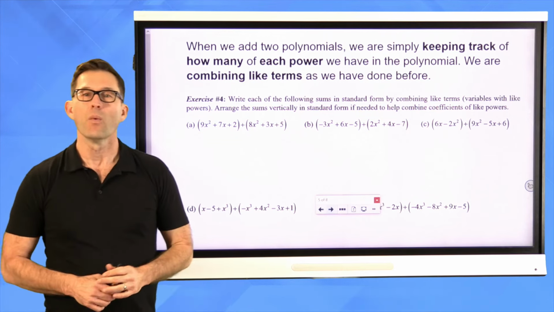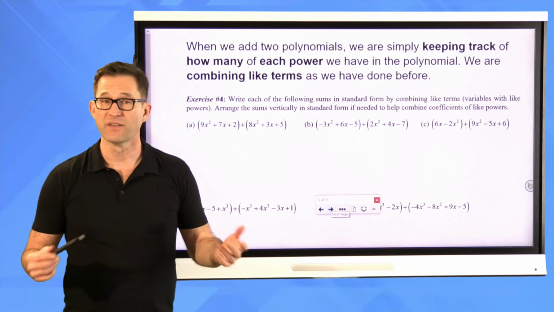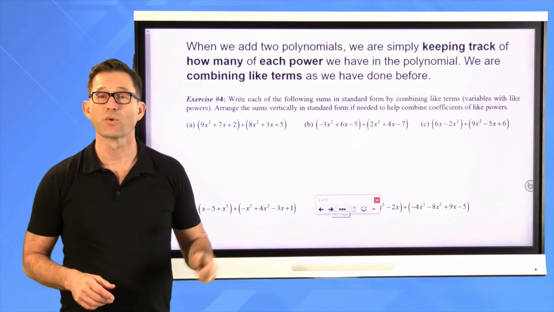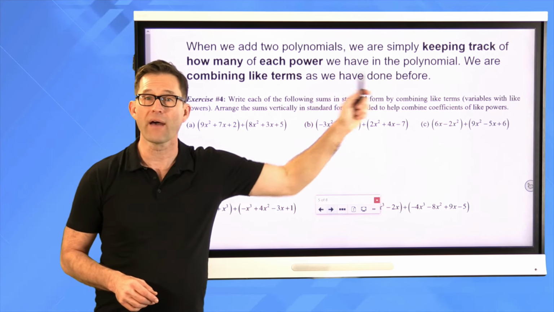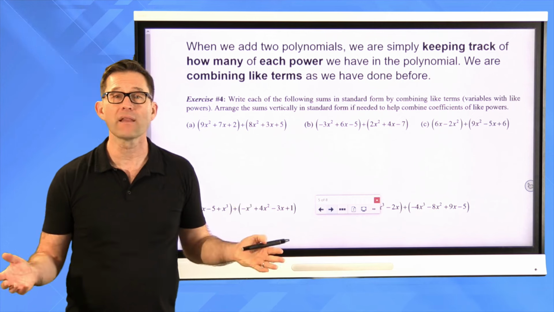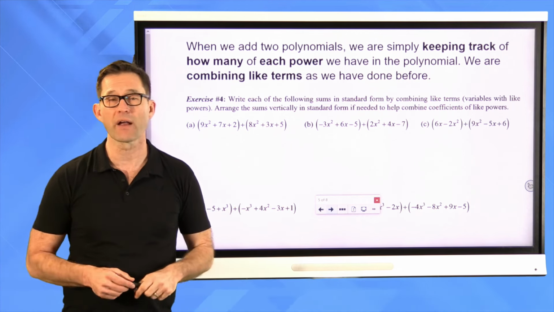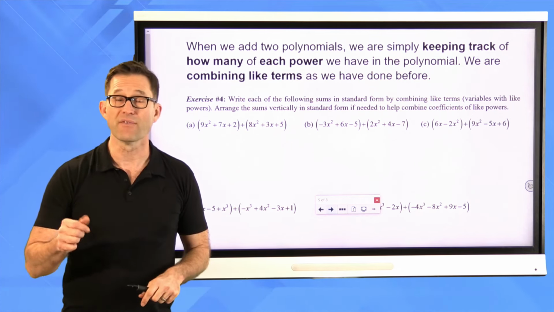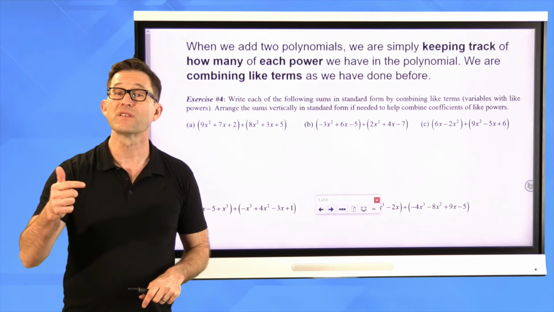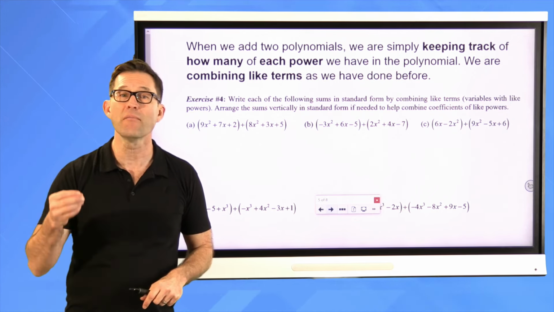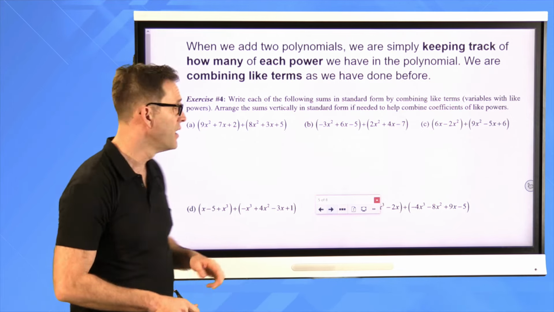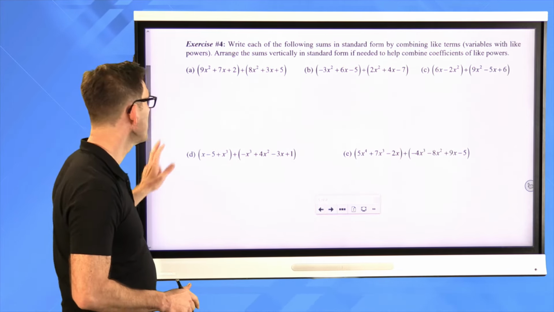All right. When we add two polynomials, as I've mentioned again and again in that last exercise, we're simply keeping track of how many of each power term we have in the polynomial. We're combining like terms, right? Remember, like terms back from Unit 1 are terms that have the same variables raised to the same powers. And those you can combine by simply combining their coefficients. Let's take a look at how to do that in exercise number 4.